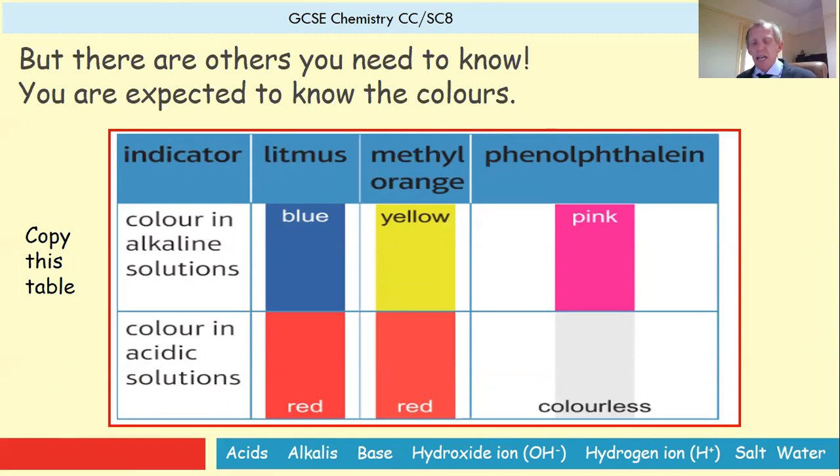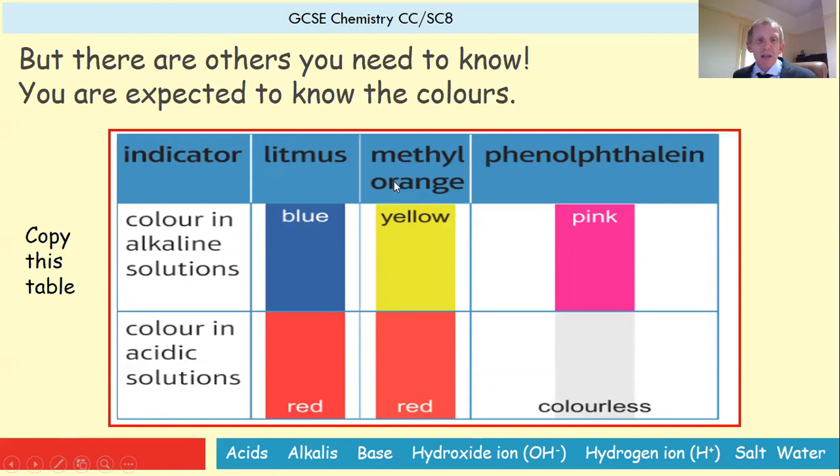So the other indicators that you may not be as aware of, litmus would be the first one. So you might have litmus paper or a litmus solution, and these will turn deep blue in an alkaline solution, and they will turn red in an acid solution or acidic solution. So litmus paper is blue in alkaline, red in acidic.